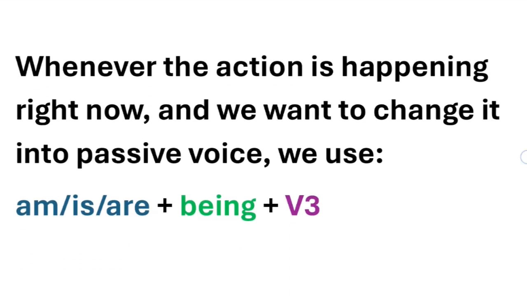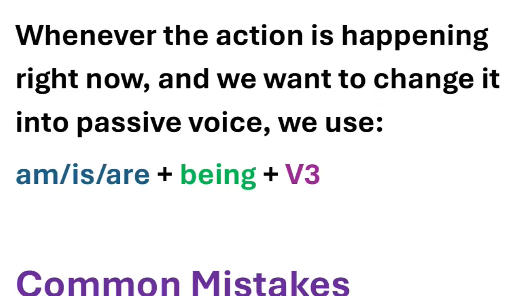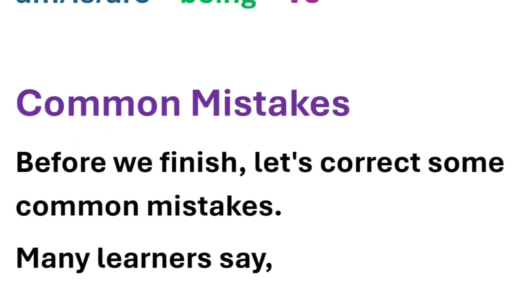Whenever the action is happening right now, we want to change it into passive voice. We have to follow the structure. Am, is, or are according to the subject. Then we write being, and then the third form of the verb, which is past participle. This is how we write.